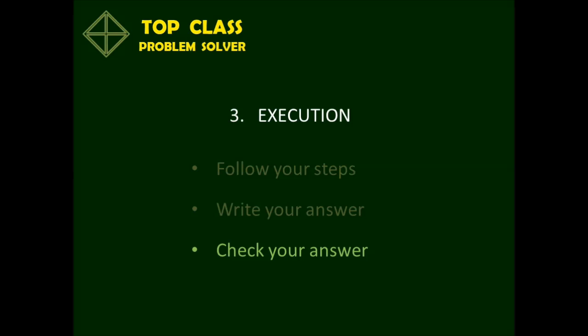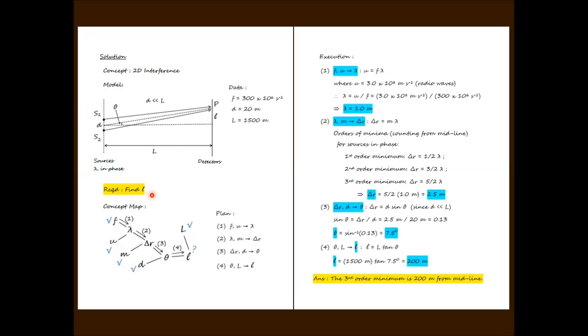The third step of the execution is to check your answer. When you check your answer, make sure that you state clearly what is required, that you give the appropriate unit, and that the magnitude of your answer is reasonable. We check that we are required to find l, the linear position of my third order minimum, and this is exactly the answer that we have provided. We then check that our unit is in meters, exactly as required. We then check the magnitude of our final answer.